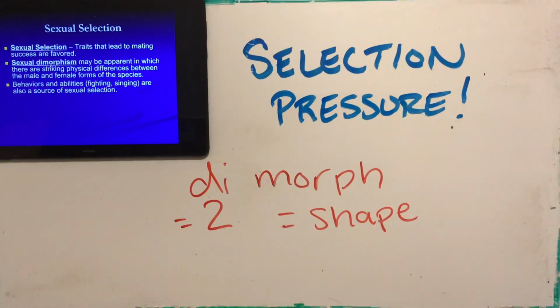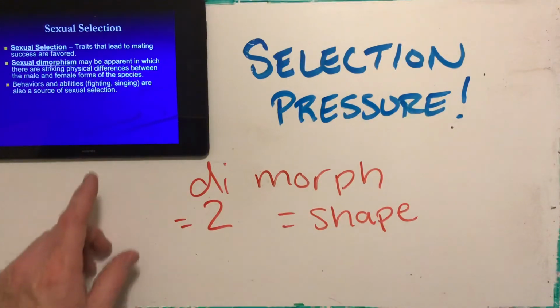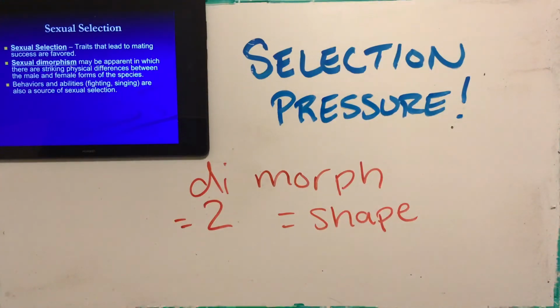It's not listen to me sing, watch me dance, look at my beautiful feathers. It's I'm going to kill the other guy and take over. That's one of the things Disney actually got right in that movie. But a lot of the stuff was wrong as well. So behaviors and abilities like fighting, singing, dancing, they're all a source of sexual selection.